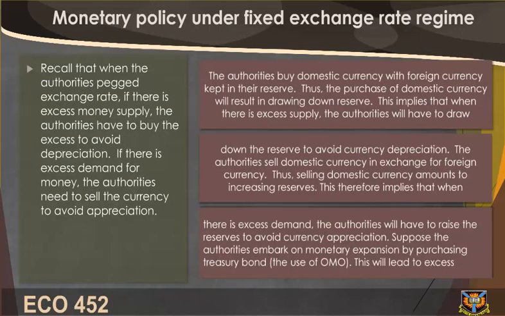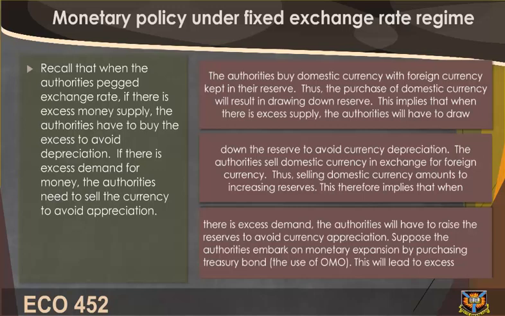Monetary policy under fixed exchange rate regime. Recall that when the authorities pegged the exchange rate, if there is excess money supply, the authorities have to buy the excess to avoid depreciation. If there is excess demand for money, the authorities need to sell the currency to avoid appreciation. The authorities buy domestic currency with foreign currency kept in their reserve. Thus, the purchase of domestic currency will result in drawing down reserve.